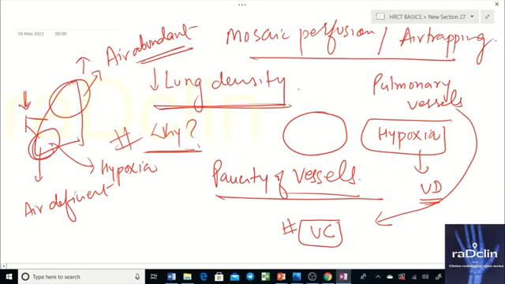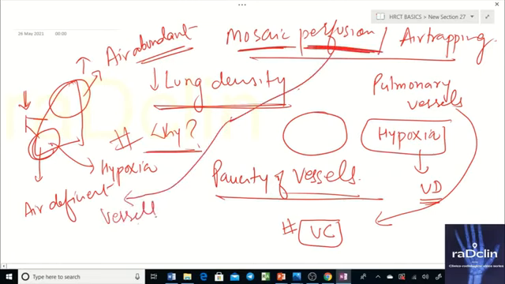Mosaic means basically variegated appearance, and that is why the word mosaic perfusion is there. The word mosaic comes with the variegated appearance, and the word perfusion comes with the concept of vessels, because it's the vessels that are deficient in the area of decreased air, or simply hypoxia. That is why the vessels are deficient, and that is why it causes mosaic perfusion.